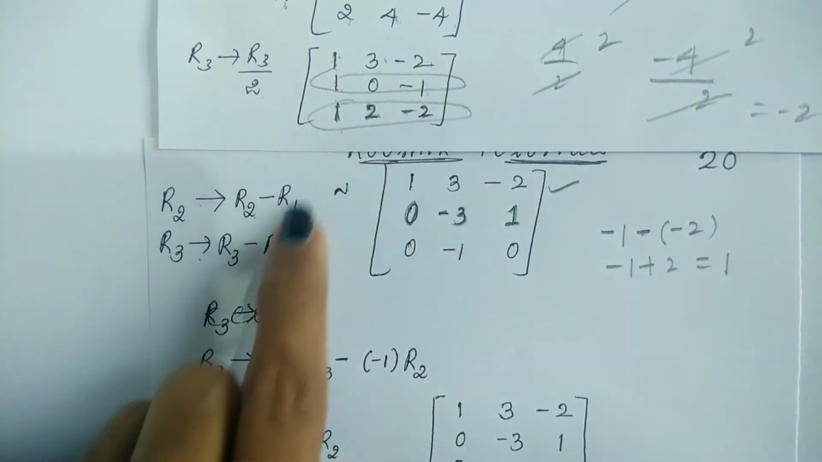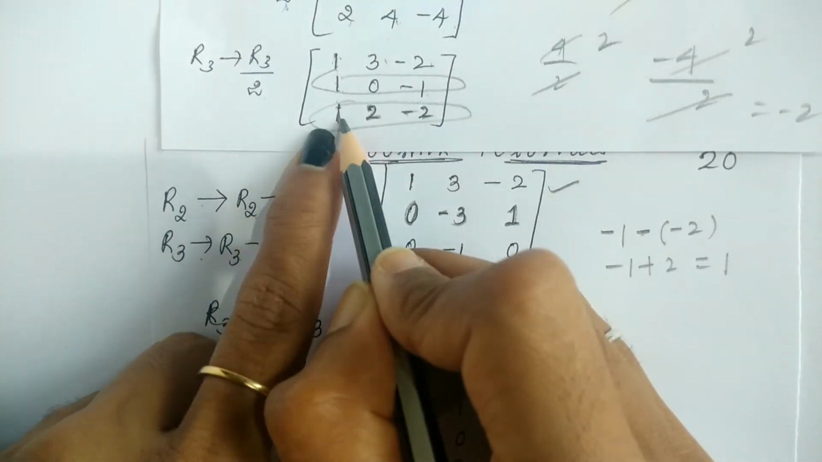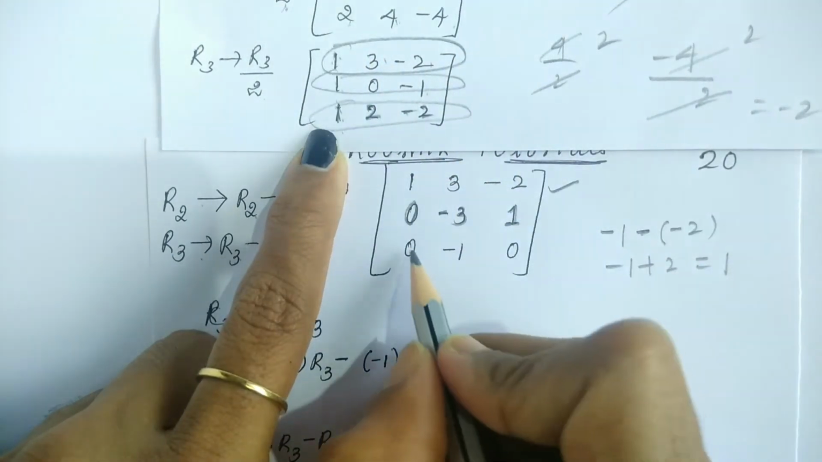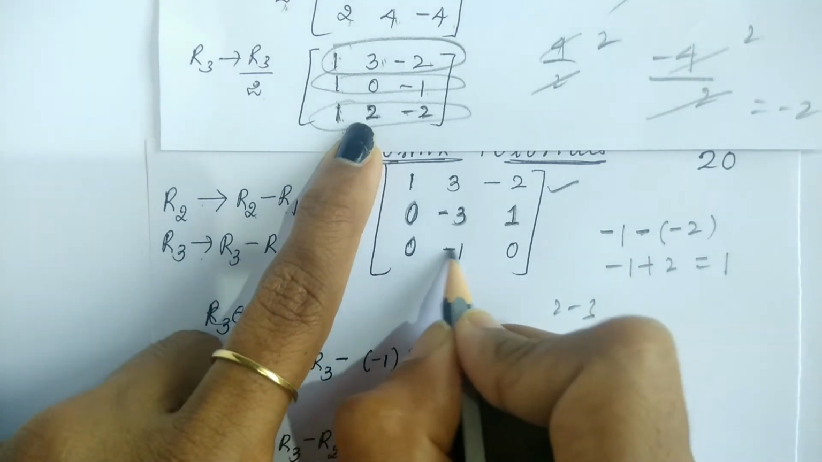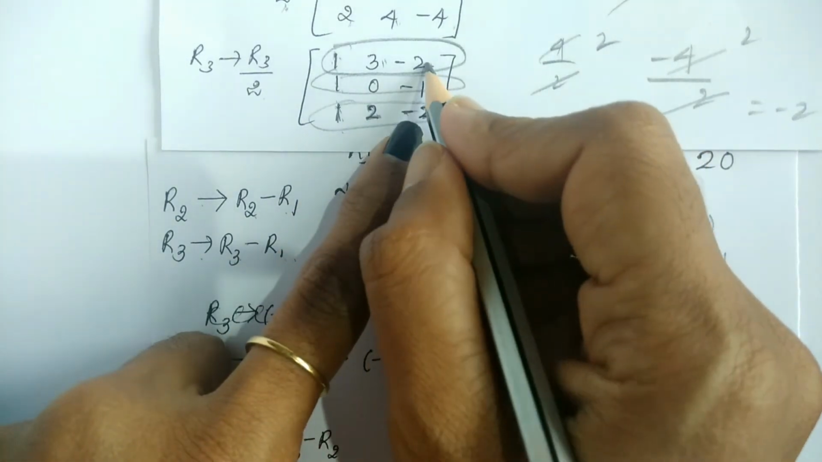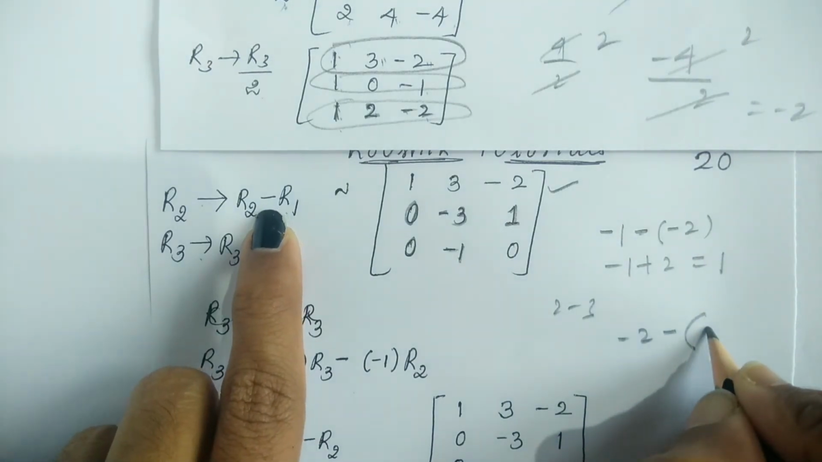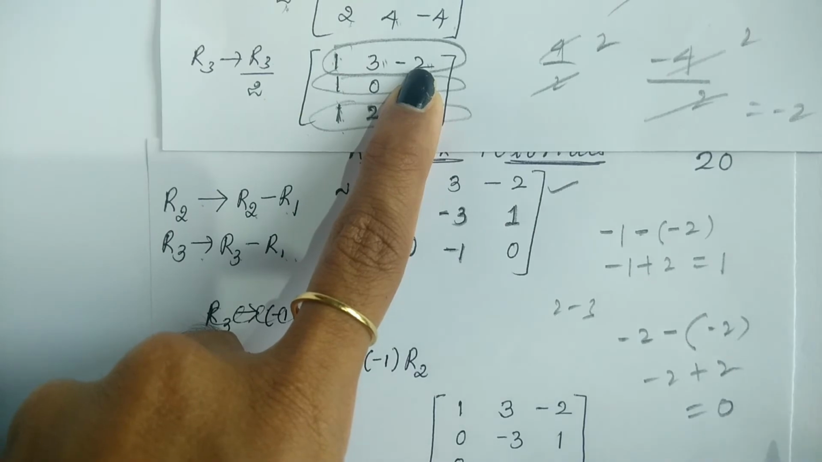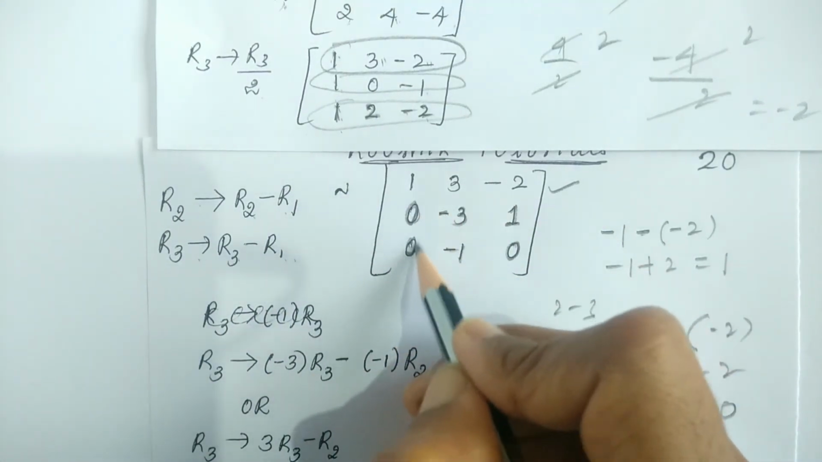Is it clear? Next, R3 minus R1. This one is R3 and this one is R1. So 1 minus 1, 0. Next, 2 minus 3, minus 1. Minus 2, minus of minus 2, minus 2, minus of R1, which is minus 2. So minus 2, minus into minus, plus 2, which is equal to 0. So this is 0. So we get 1 below 0, 0.